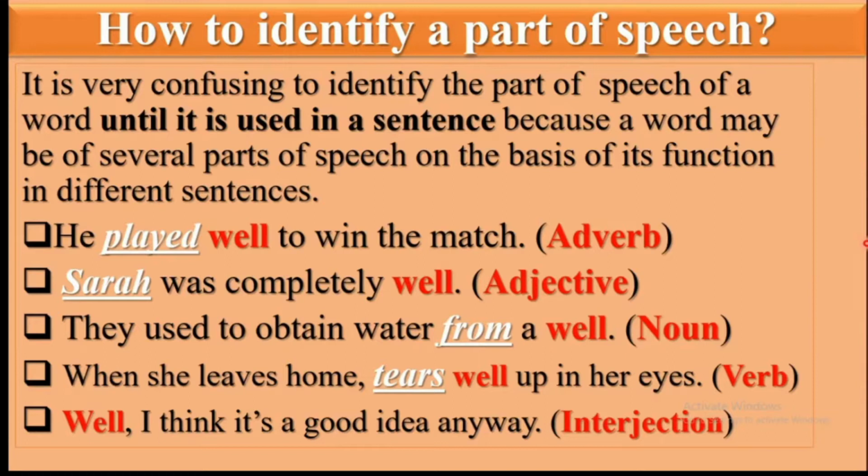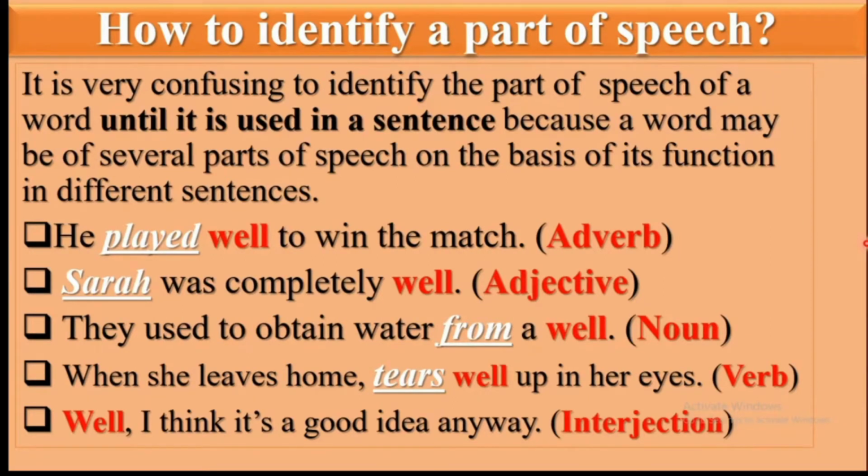In this sentence, the word well is an adverb. Why is it an adverb? We know verbs can only be modified by adverbs. And if I ask, how did he play? Of course, he played well. So in this sentence, the word well is modifying or giving information about the verb play. So it's an adverb because only an adverb can modify a verb.